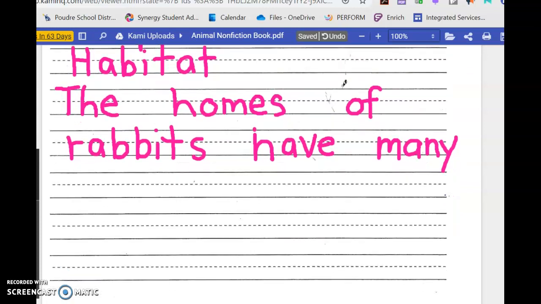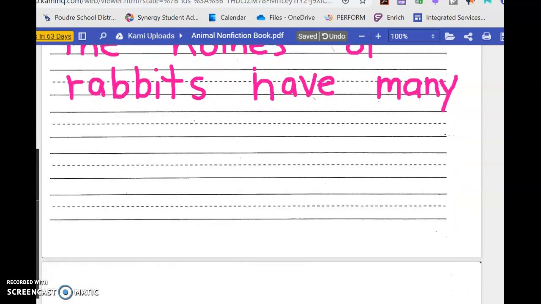The homes of rabbits have many, we're going to write the word features. Dive down F, hit the ball, run around the base for the E, magic C-A, dive down T, dive down U, dive down R, hit the ball, run around the base for the E, magic C-S. Period. The homes of rabbits have many features.